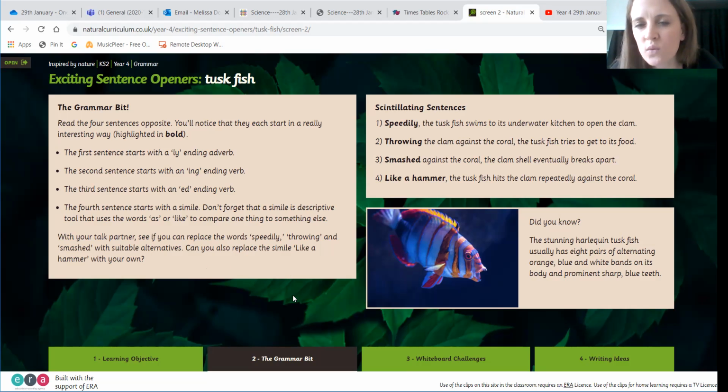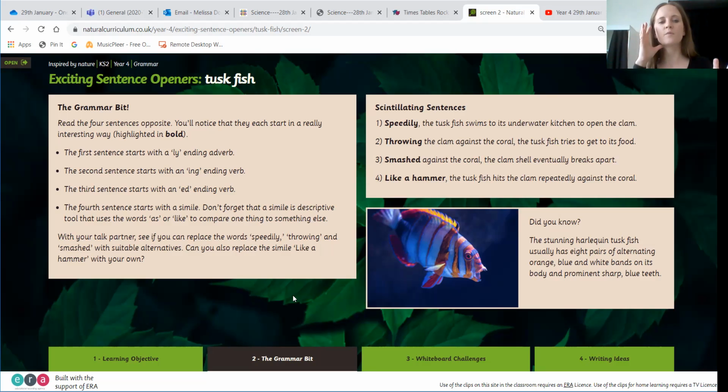Right. Remember, when we're looking at similes, and this might be a bit confusing, sometimes we get a bit confused with this, we're comparing one thing to another. So "as quick as a flash, the tusk fish swam to the underwater kitchen." Okay. "Like a hammer." So think about a hammer hitting down like this. It says, "Like a hammer, the tusk fish hits the clam repeatedly against the coral." So it's doing this. You could say something similar to "like a wave against the beach," because that keeps hitting the beach, doesn't it? The tusk fish hits the clam repeatedly against the coral.